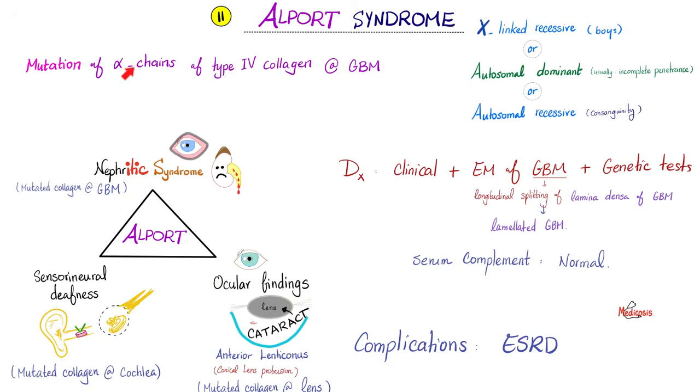Last, we have Alport syndrome, mutation of alpha chains of type 4 collagen. Type 4 is in the floor, it's in the basement membrane. Mostly X-linked recessive, which means mostly boys. Triad of nephritic syndrome, sensorineural hearing loss, ocular findings, which include anterior lenticonus and bilateral congenital cataracts. You diagnose by the clinical picture and by electron microscopy to see lamellated glomerular basement membrane because of longitudinal splitting of the lamina densa. That's the banana split once again. Complications, end-stage renal disease. Treatment, dialysis or kidney transplant.